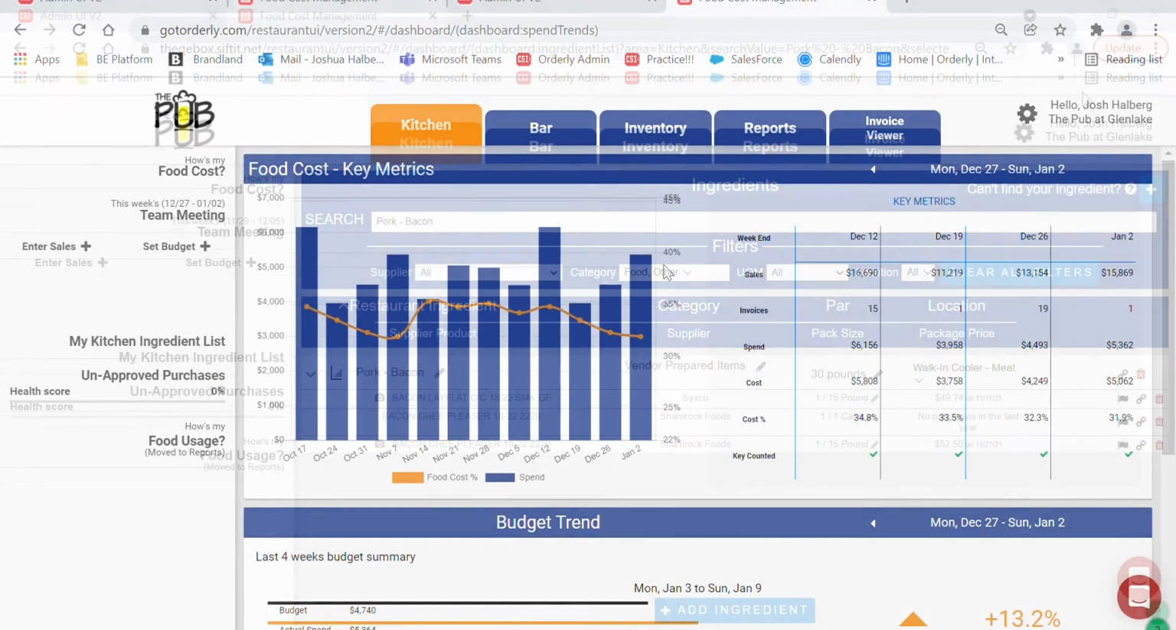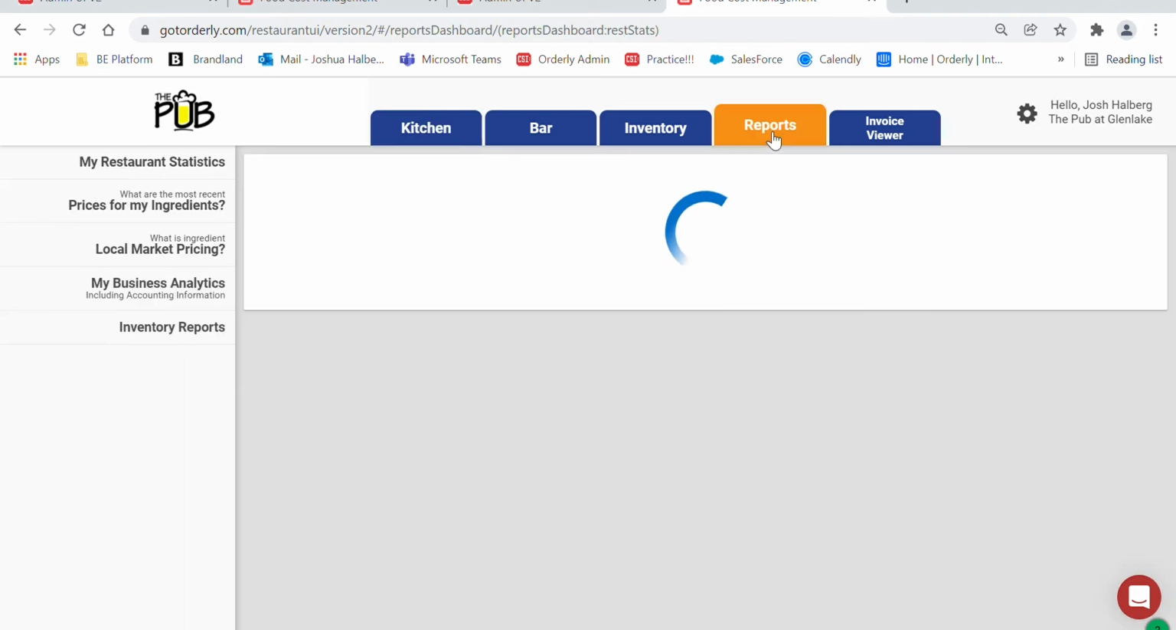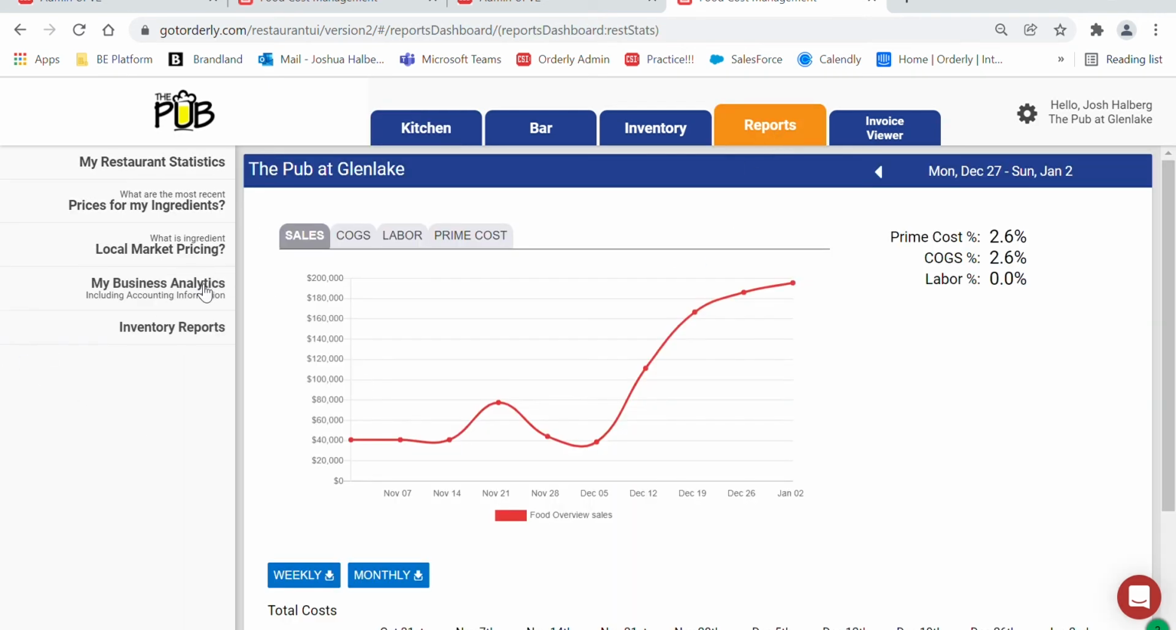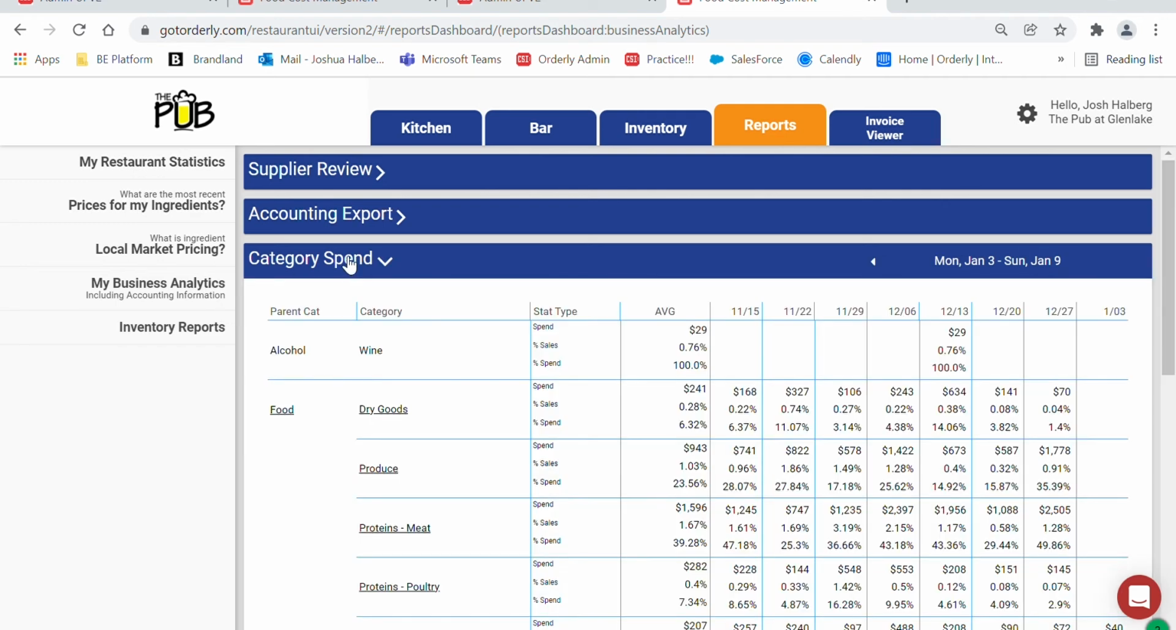The last 2 reports we're going to look at are the category spend and How's My Food Usage, both located under the Reports tab on top and then the My Business Analytics on the left. When looking at category spend, we are looking at the breakdown of your spend and sales in relation to specific categories. This report is great to help pinpoint exactly what categories are potentially causing changes in your calculated cost of goods sold. The first column is displaying an average of the last 8 weeks, with the last listed week being the most current. The first row is presenting your total spend for that category.